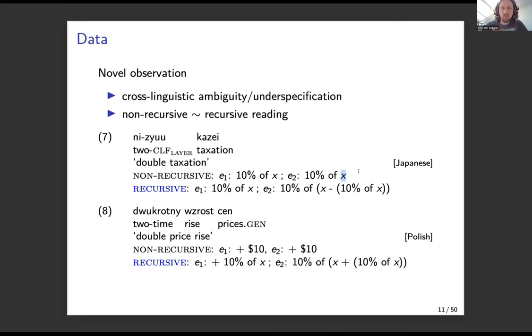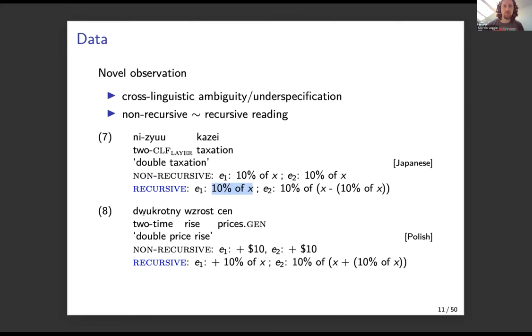So that's one understanding. But there's also another understanding that we will refer to as the recursive understanding. In this case, the output of the first taxation event serves as the input for the second taxation event. So we would need to imagine a situation where you pay 10% of your $100, which is $10, and then you pay another tax from the already taxed income. So in this case, this would be 10% of $90. So in the end, the total amount of tax would amount to $19. So you have two different understandings.